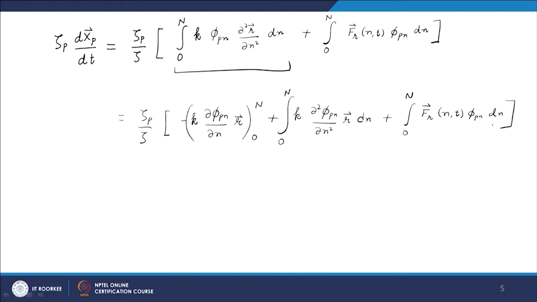This entire thing is equal to minus K_p X_p plus F_p. This was the original equation we started with. Zeta_p dx_p/dt is equal to minus K_p X_p plus F_p. X_p by definition is the integral from 0 to n dn phi_p(n) r, and F_p I write as it is.